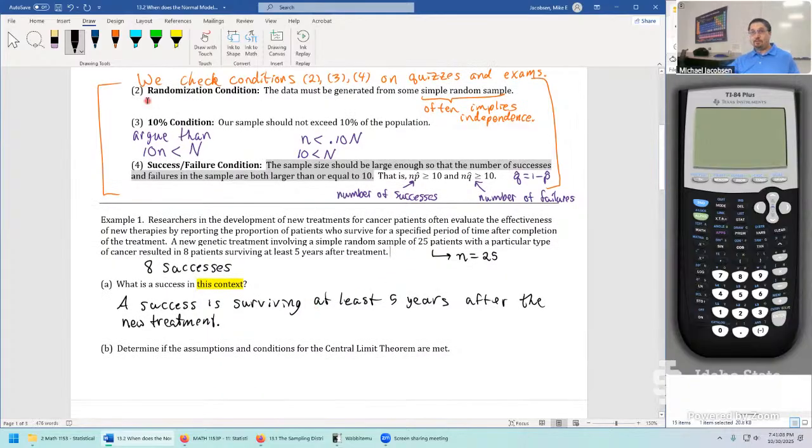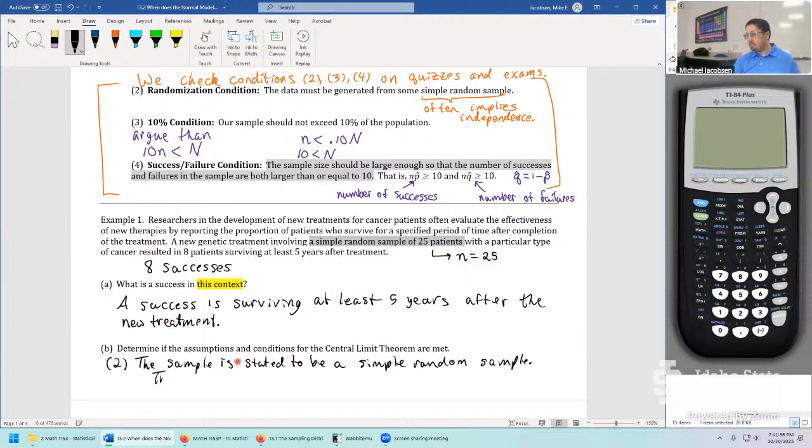Well, here's what we can check. We look through the context again and see if they mention something about random. We just wrote in the problem, it was a simple random sample. So we'll say here for condition 2, the sample is stated to be a simple random sample. So that condition is met.